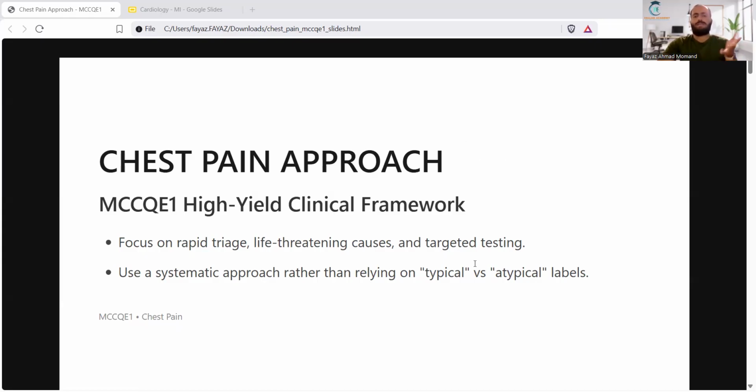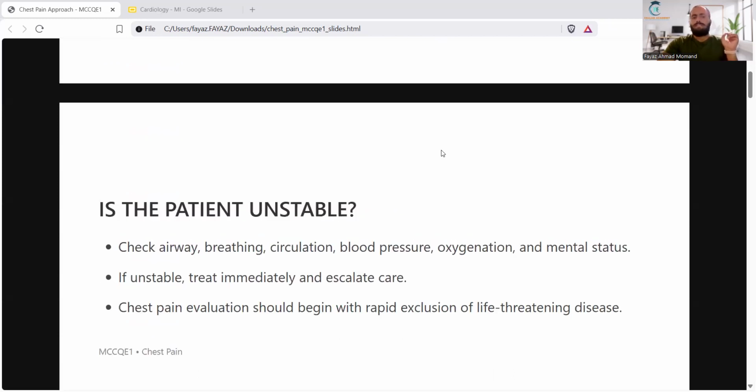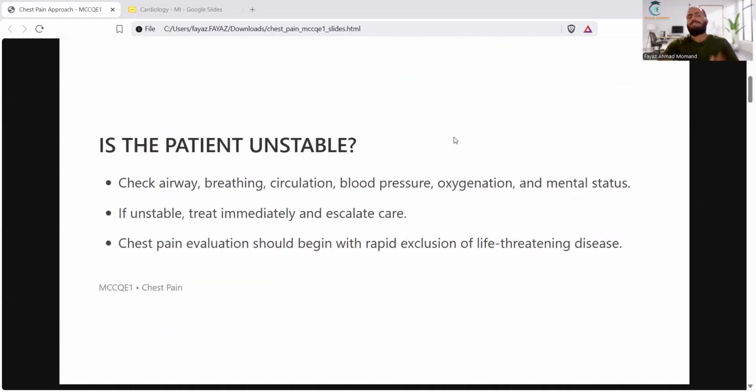Nowadays, we don't rely on typical versus atypical. We rely on the full history of the patient to make sure that the pain is not coming from an acute process like an MI or embolism or pneumothorax, etc. Now, for chest pain patients, the first question should be stability. Is the patient stable or unstable? If a patient was complaining of chest pain and they called the ambulance and the ambulance brought them in unconscious, it is likely to be something life-threatening.